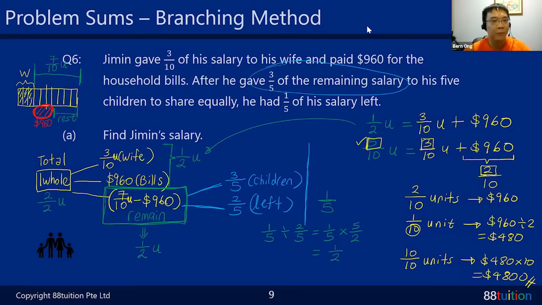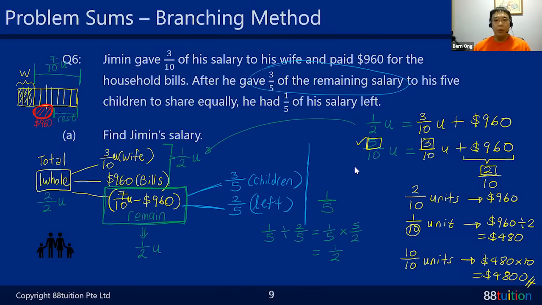Okay? 4,800, yes. Hey, not 480. 480 is only one unit. Yes, Corey, yes. Okay. Which part you didn't get? Right, Ka? Okay. This part on the right-hand side, this is the part on 5 over 10.